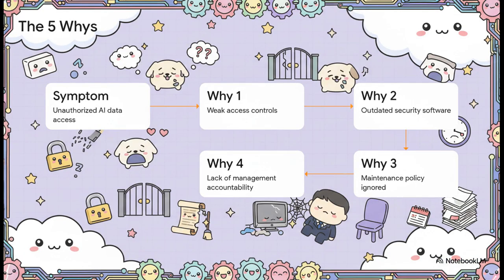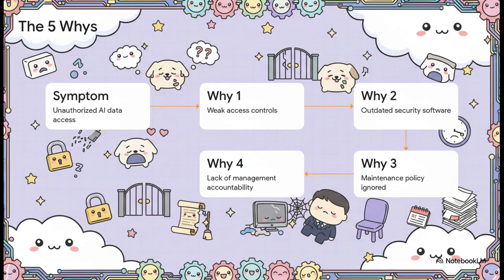But let's look a little closer at one of the most effective, straightforward methods for peeling back these layers. Let's actually see the 5 whys technique in action. It's wild how a technical glitch almost always traces back to a human or policy failure. We start with a symptom, unauthorized AI data access. Well, why did that happen? Weak access controls. Okay, why were there weak access controls? Because of outdated security software. Why was the software outdated? Turns out, a maintenance policy was completely ignored.